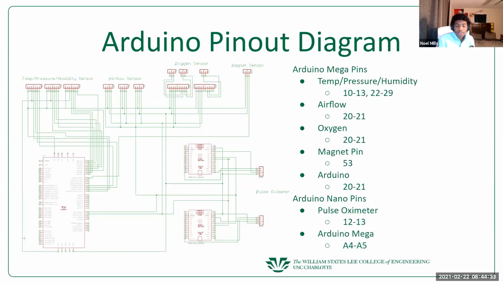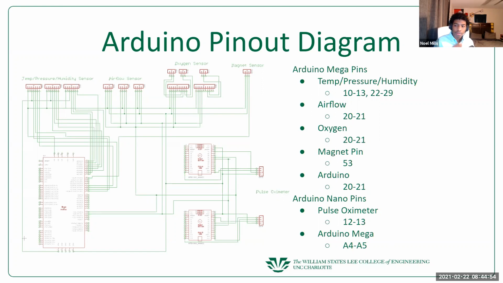So this is the pinout diagram for the Arduino. This is an update from the last pinout diagram that we've done. The big thing that we've changed is that we removed the wireless communication and went instead for a wired communication. The wireless one can be easily added in later if it's needed.